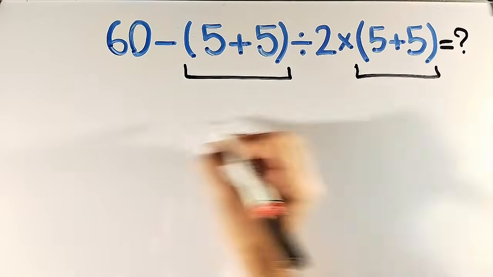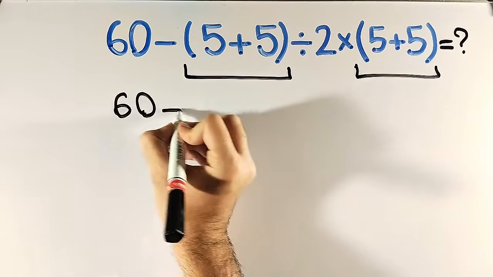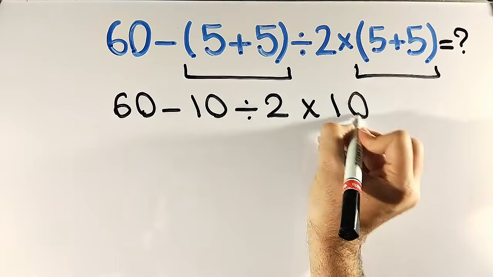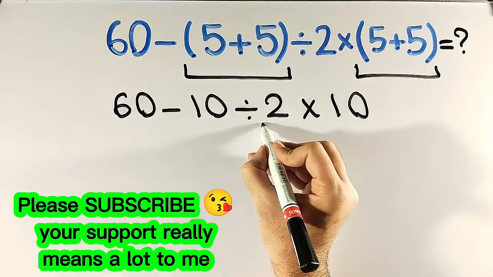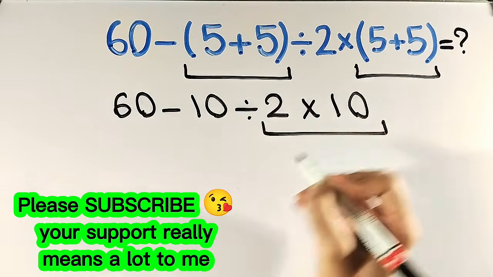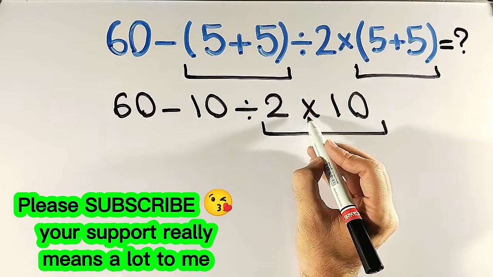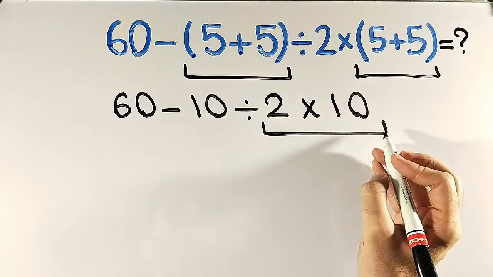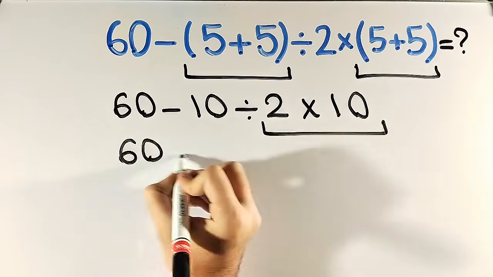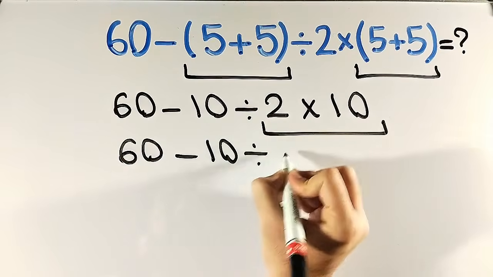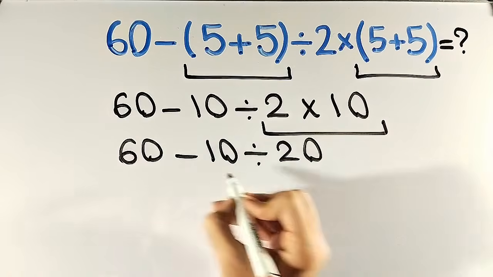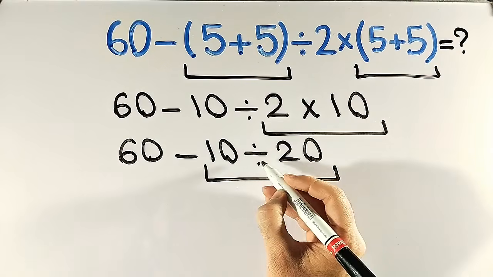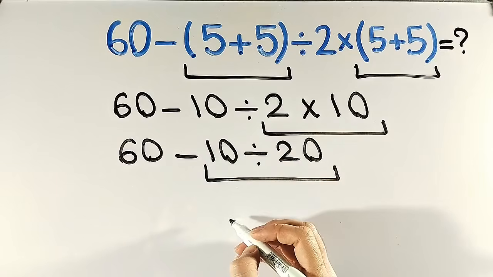So, instead of this expression, they write 60 minus 10 divided by 2 multiplied by 10. And the next step, they go for the multiplication between 2 and 10 because they believe multiplication has a higher priority than division. So, instead of this expression, they write 60 minus 10 divided by 20. Then, they go for the division between 10 and 20 because they believe division has priority over subtraction.